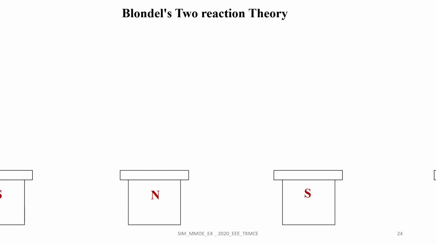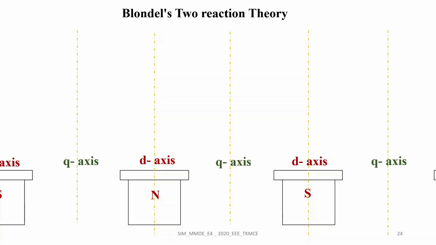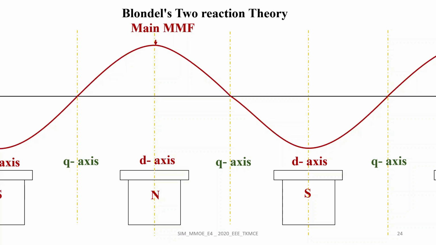These are the main poles, north pole and south pole. This is the direct axis, the axis passing through the center of the field pole. The axis which is midway between two D axes, or two adjacent poles, is the quadrature axis. Then this is the main MMF, the MMF or flux produced by the main pole. Armature current is lagging behind E0 by an internal power factor angle psi.